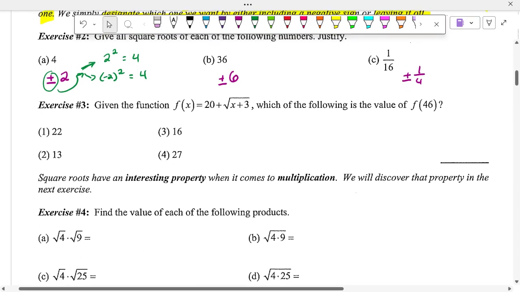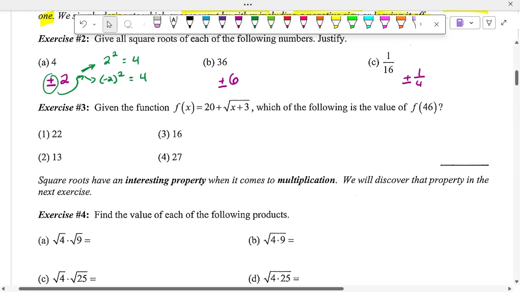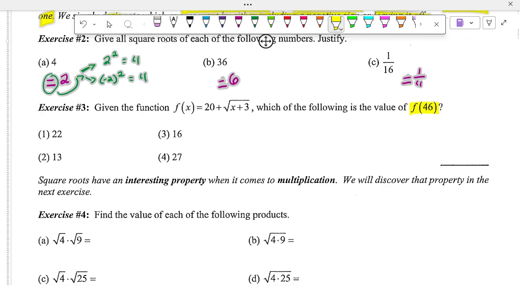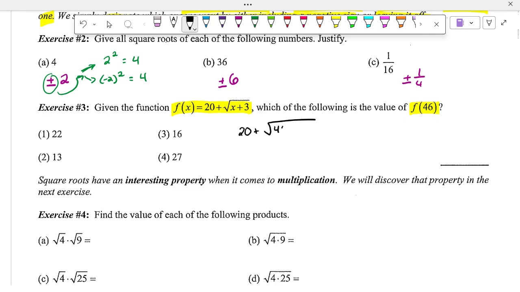Now, quick evaluation. So if I'm trying to find f of 46 for this function, what do I do? Plug in 46 for x. This will be 20 plus the square root of 46 plus 3. Now remember, any operation under the radical might as well be in parentheses, so you need to do that first. So this will be 20 plus the square root of 49.